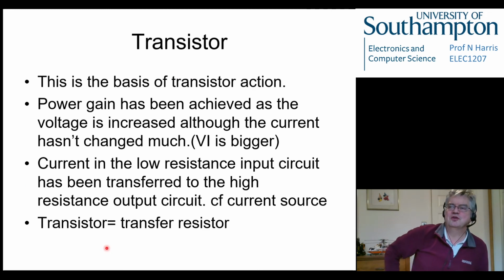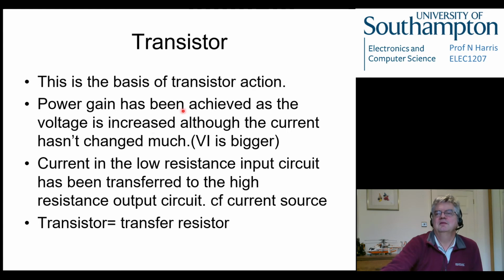So this is the basis of transistor action. Power gain has been achieved as the voltage is increased, although the current hasn't changed much. Power, remember, is voltage times current. The current hasn't changed much because all the current just went through, but we've got control over the output voltage gain, so VO can become bigger. And current in the low resistance input circuit has been transferred to the high resistance output circuit. It is high resistance because it's a current source, and the output impedance of a current source is very, very high. And that leads us to this name transistor, which comes from transfer resistor.